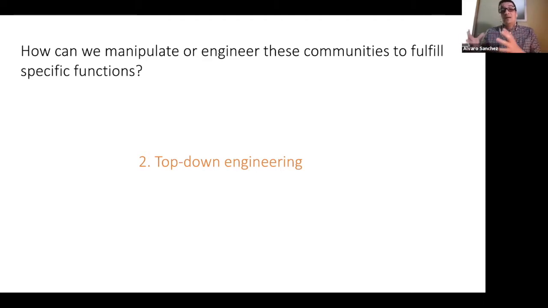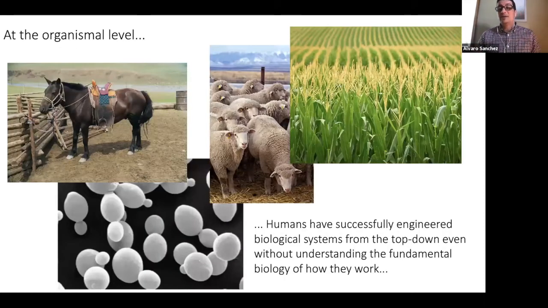The approach is to leverage ecology and evolution to engineer microbial communities from the top down. And the idea is actually not new, and if you think about it, that is how humans have engineered most organisms that we have domesticated, right? We have created crops and farm animals. Crops are typically used for food. Farm animals, we have used them for food as well as for making clothes and as a motive force, right? And we have also engineered microorganisms like yeasts to make alcoholic beverages.